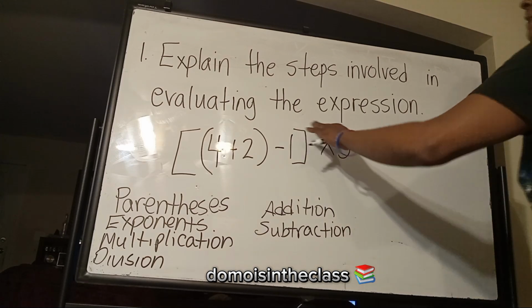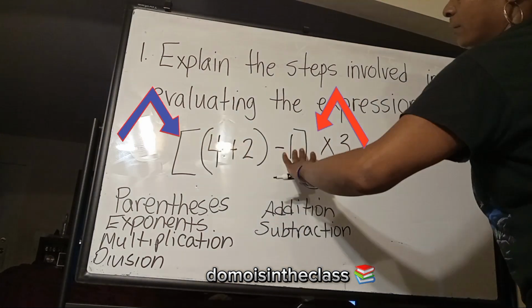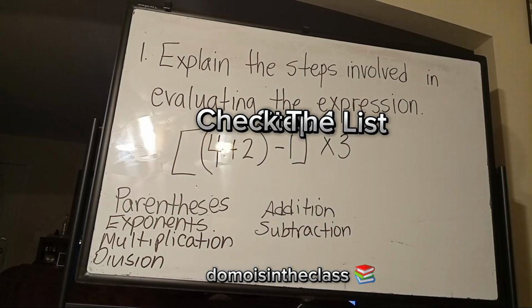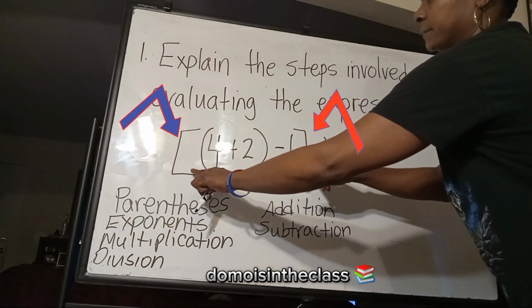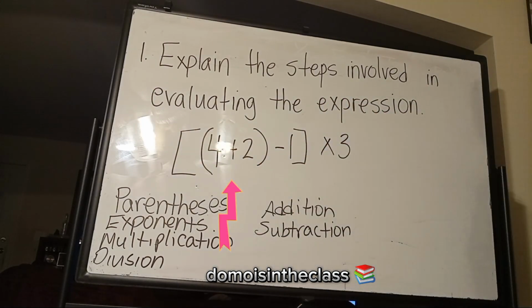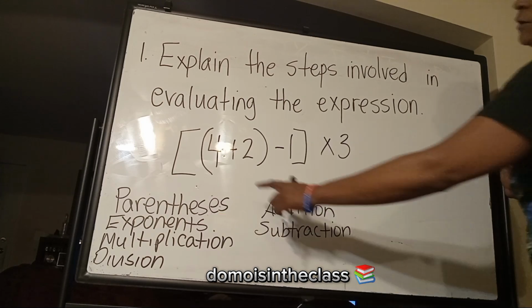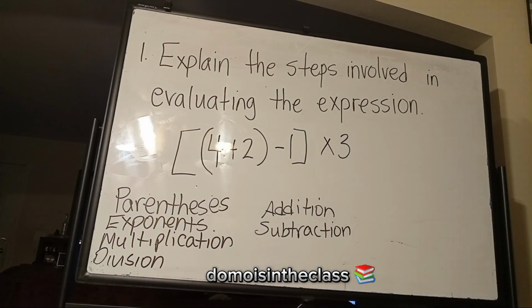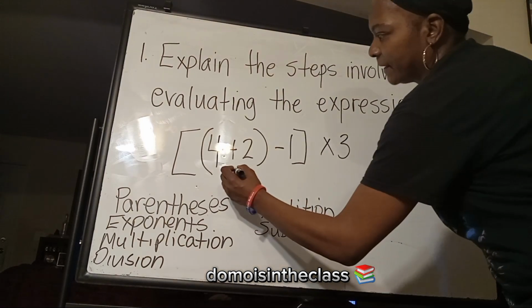Whatever's inside of the brackets has to get handled before we can touch the outside. Inside the brackets we have the parentheses. So now we're going to solve what's in the parentheses. What do we have in the parentheses? 4 plus 2. 4 plus 2 is how much? 6. I like to write that right up underneath.